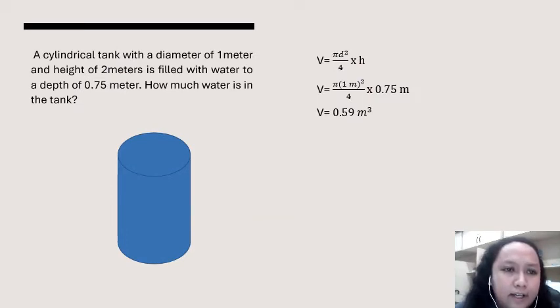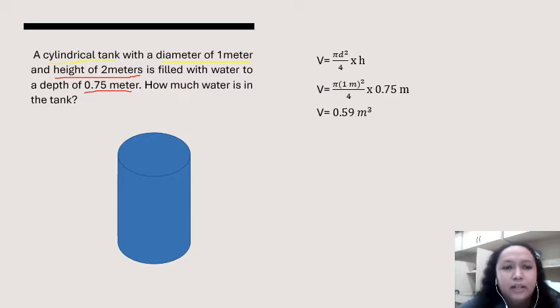Also, another example, kung kanina we have an example on area, meron naman tayo dito sa volume. Okay. So, given sa atin is a cylindrical tank with a diameter of 1 meter. Ang height niya class is 2 meters, which is filled with water to a depth of 0.75 meters. So, how much water is in the tank?